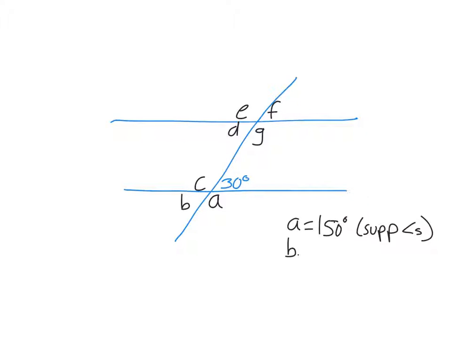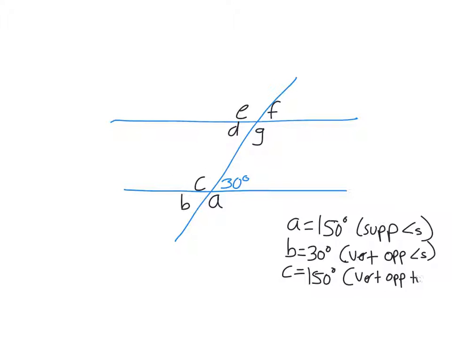So B must also be 30 degrees because it's vertically opposite the 30-degree angle. So again, I'm just going to abbreviate vertically opposite angles. C is 150 as well, and you can get that a few ways. It's supplementary to the 30-degree angle. It's also vertically opposite A, and A is 150, and we know vertically opposite angles are equal. So I'm just going to say this time vertically opposite to A.